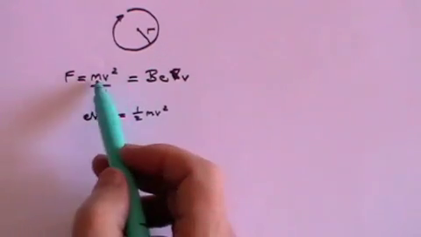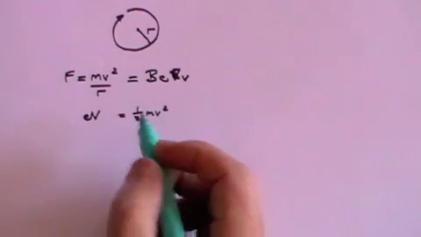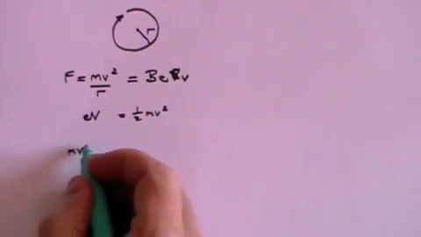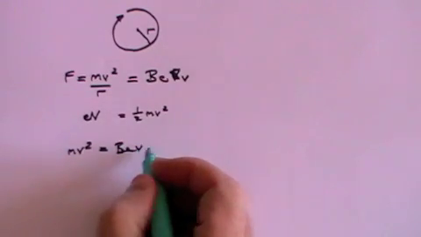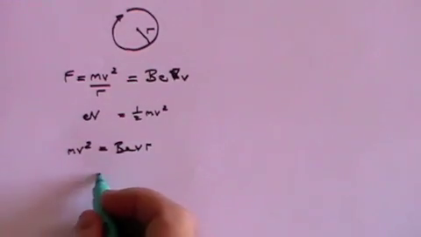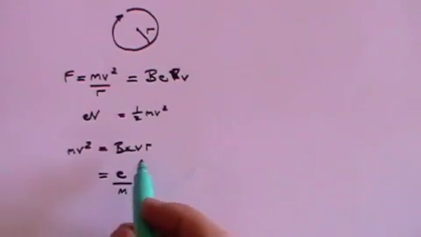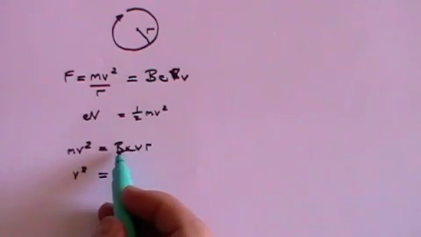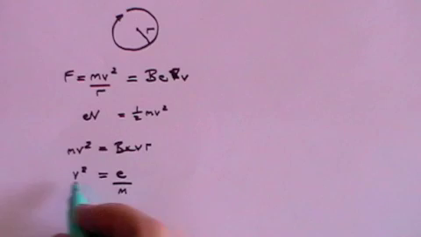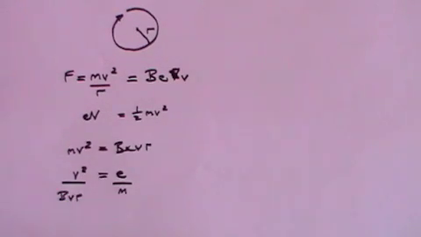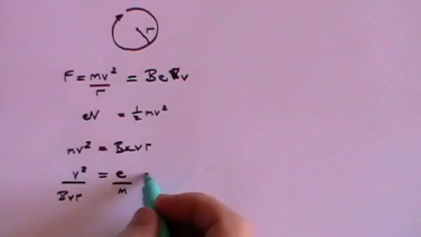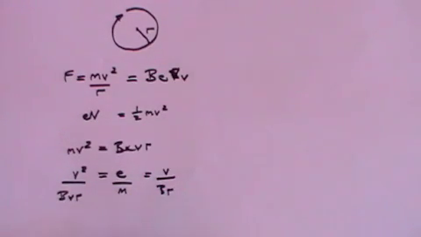And the way we do it is to take this equation here and multiply both sides by r. So we now get mv squared equals Bev times r. Then by rearranging we can say e divided by m is equal to v squared divided by Bvr. And since the v cancels, that equals v divided by Br. Now square both sides. e squared over m squared equals v squared over B squared r squared.